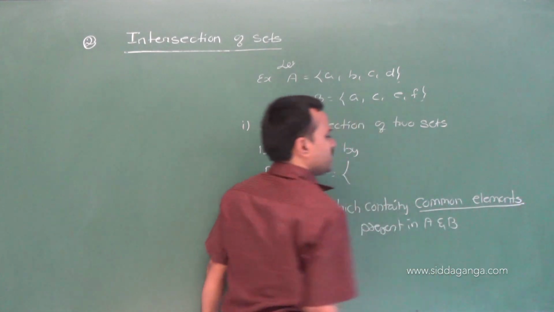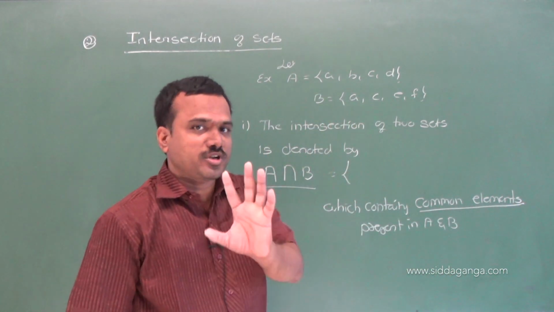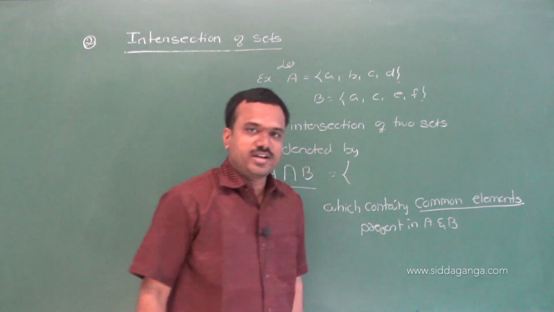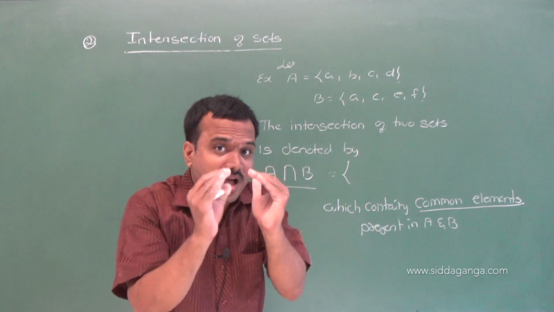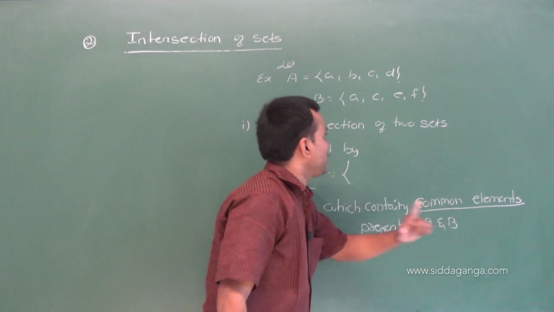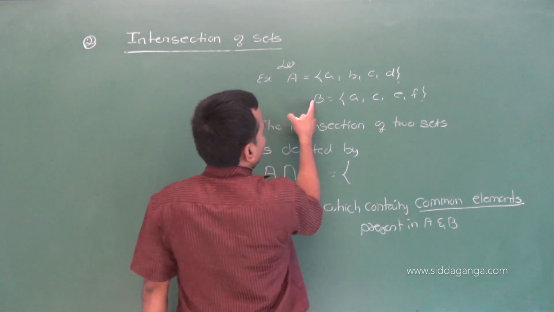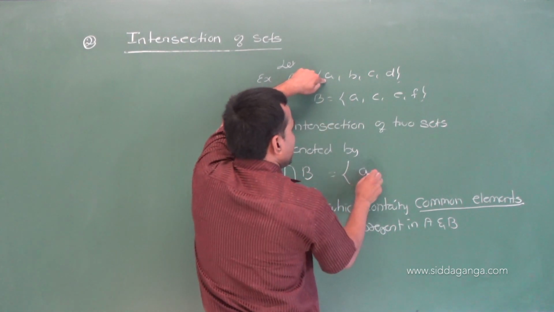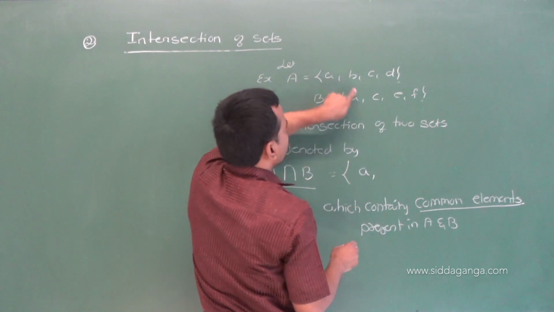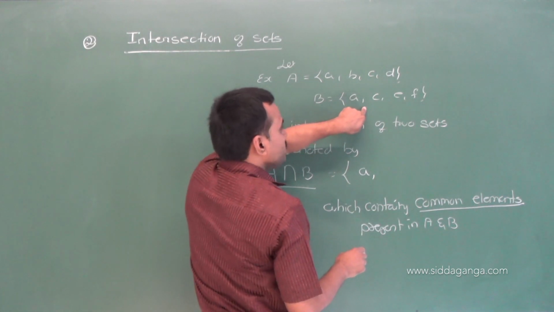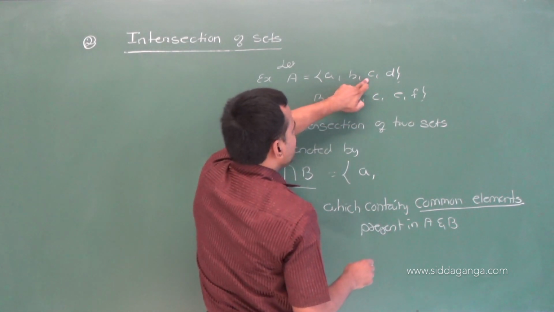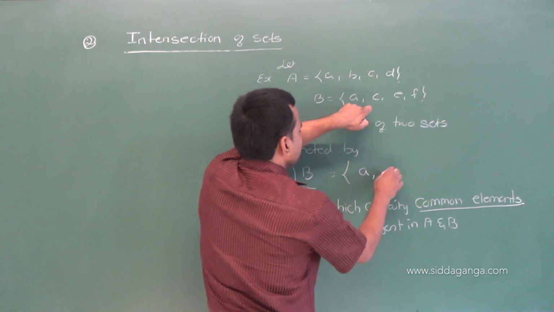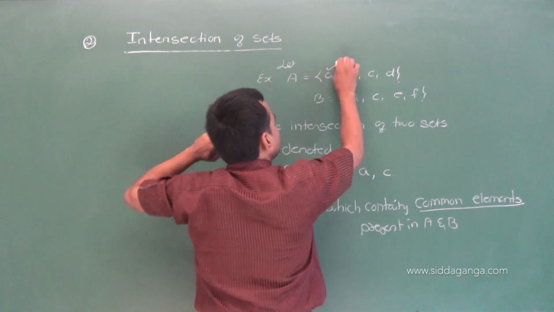Very important. Observe carefully, it contains the common elements present in A and B. Observe A and B, what are the common elements? A is present here, A is also present here, A element. B is present in A, but B is not present in B. Okay, C is present in A, C is also present in B. Common element.